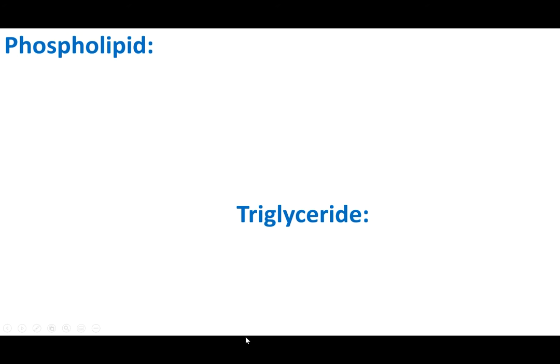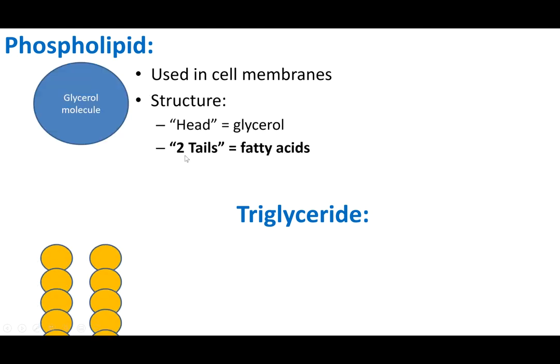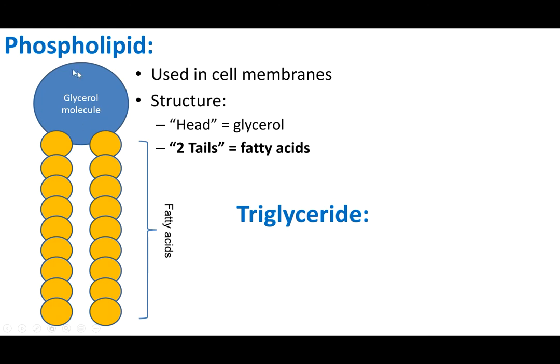So phospholipid, here you go, is used in cell membranes, and we're going to talk more about that in a few minutes. Its structure is 1 glycerol molecule at the top and 2 fatty acid tails. Now, these can be either saturated or unsaturated.